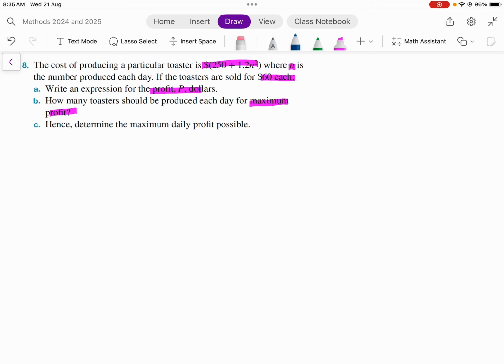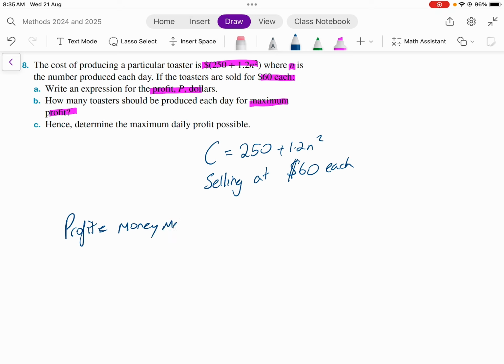So if we write this down, we have the cost is equal to 250 plus 1.2n squared, depending on how many that we make. We're selling at $60 each. So if we sell one, $60. If we sell two, $120. We know that profit is equal to the money that you make in sales minus the cost.